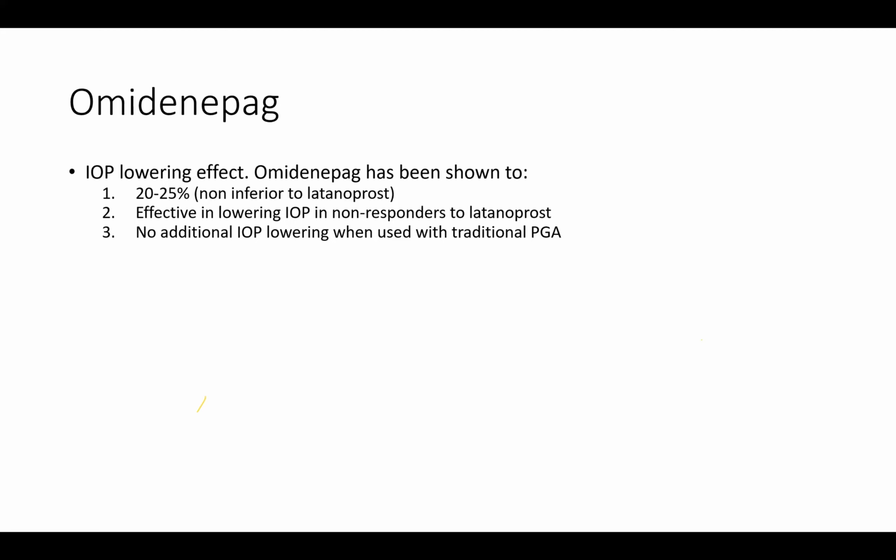In terms of IOP lowering, a phase 3 trial of 250 patients showed that it was non-inferior to latanoprost, with an IOP reduction of about 25%, whereas in the same study, the IOP reduction for latanoprost was 28%. So quite good IOP reduction. It seems to be effective in lowering pressure in patients that are non-responders to latanoprost. So a smaller trial of 24 patients that didn't respond to latanoprost and were switched to omidenepag showed that they did respond to this agent.